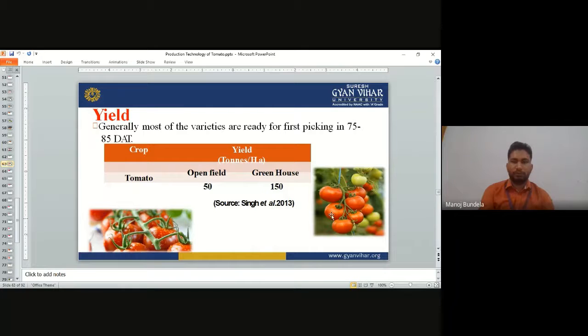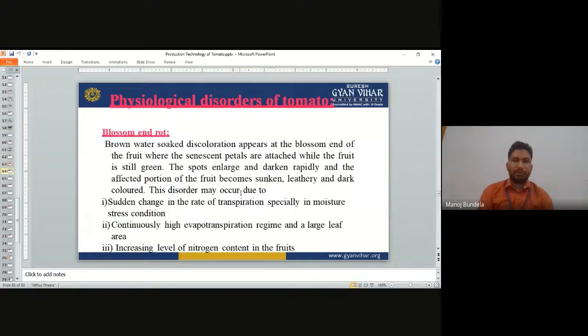You can see the yield of tomato fruits. Next is physiological disorders of tomato. Physiological disorders are also very important in tomato. The first physiological disorder is blossom end rot.